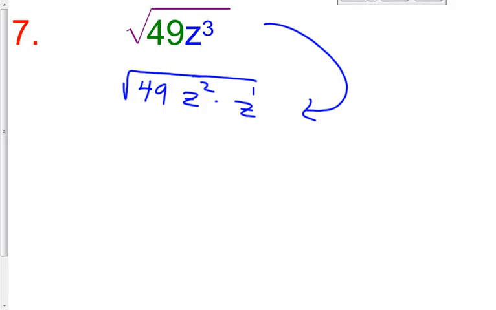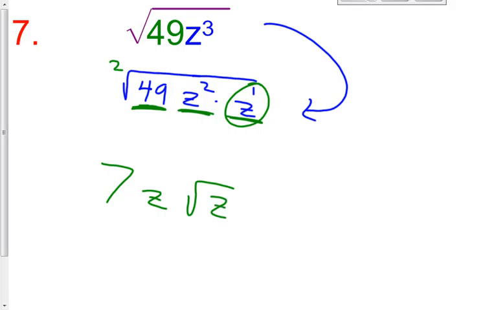So now, I'm going to take the square root of anything that I can take the square root of, such as 49. I can take the square root of that to give 7. Z squared, I can take the square root of that. It's 2 divided by 2, which is 1, so it's z to the first power. Or if you want to think of it this way, what times what is z squared? Z times z is z squared. So actually you don't even need this 1 in here. It's understood. 7z, and then this is left underneath your radical.